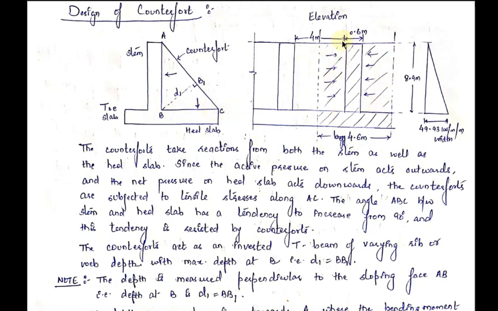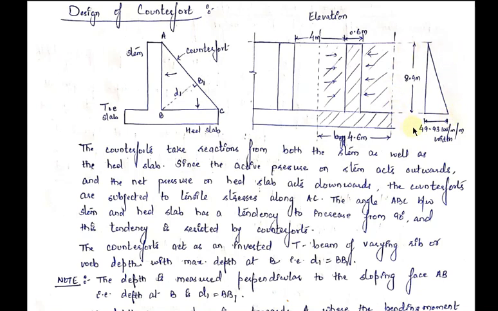So if you see this diagram, this is the panel of the stem, and these panels act as the flange of the T-beam. Whatever lateral earth pressure acts on the stem part is transferred or carried by the counterforts. So first we will find the bending moment at the base of the counterfort due to this lateral earth pressure.